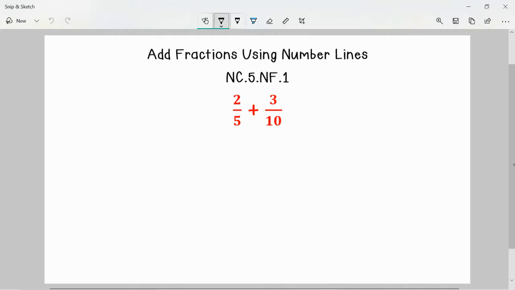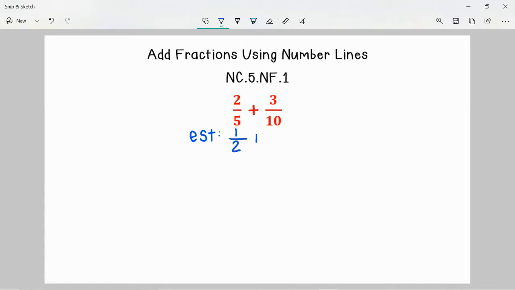To get started, we'll estimate. I know that 2/5 is close to 1/2. I know that anytime the numerator is equal to half of the denominator, a fraction is equal to 1/2. And I know that half of 5 is 2.5, and 2 is close to that. So that lets me know this fraction is close to 1/2.